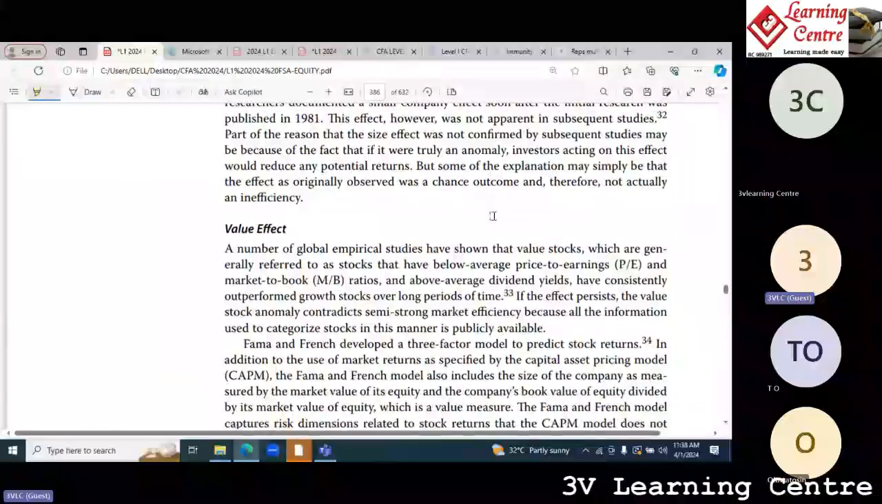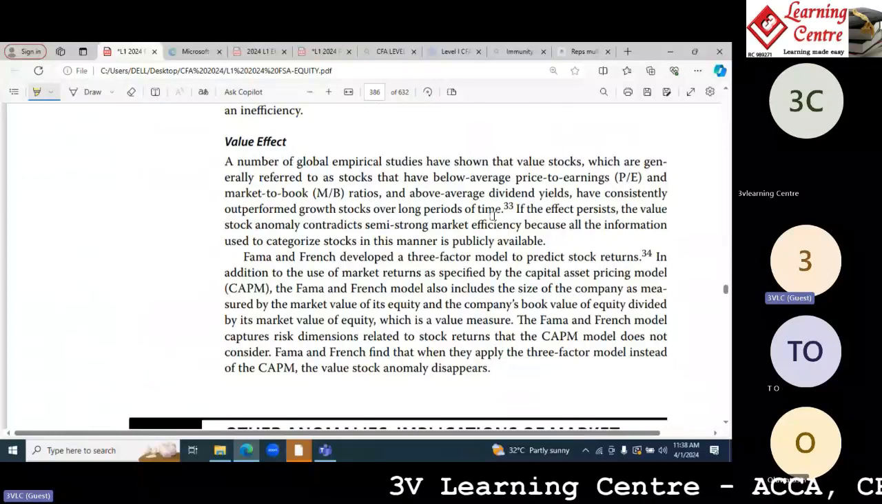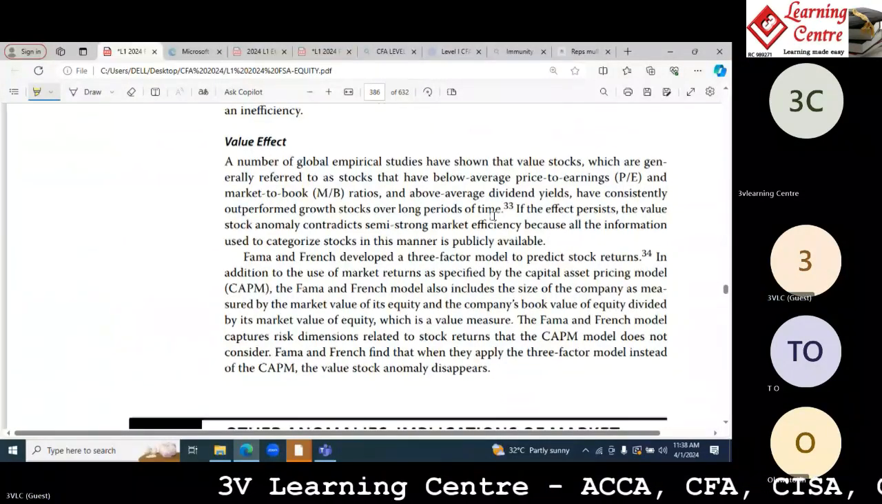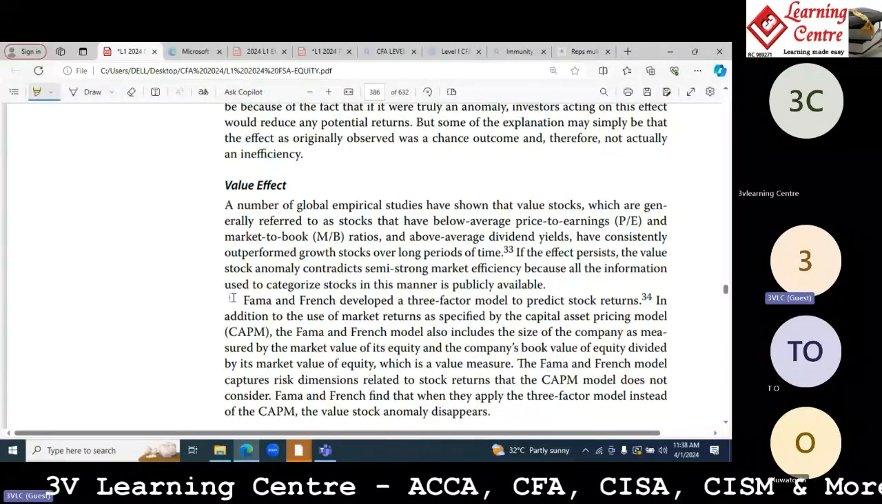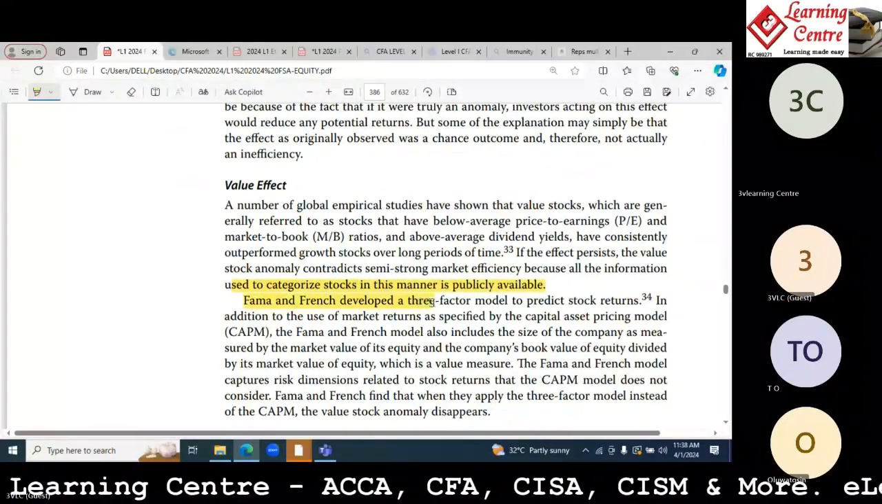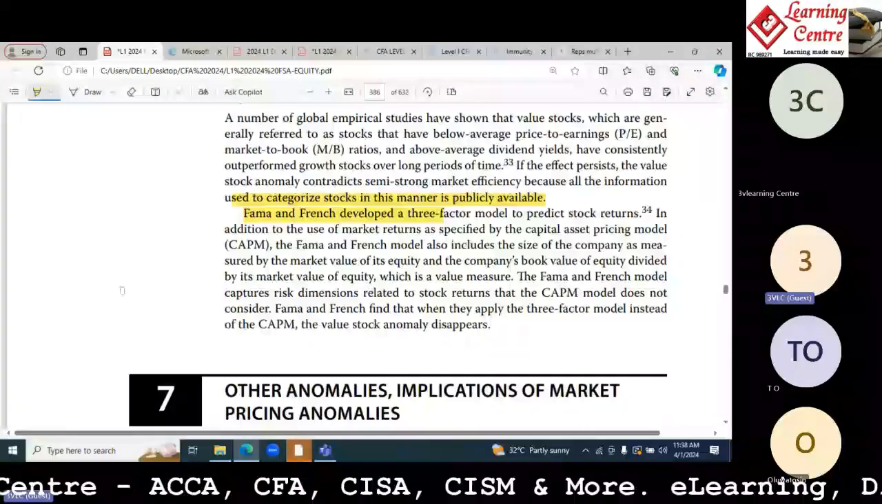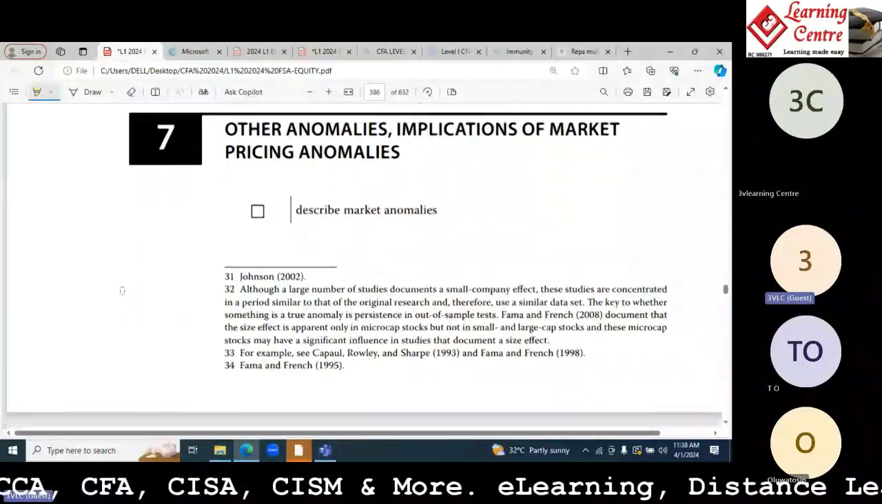Then the next is the value effect, which is where we say value stocks tend to do better than growth stocks. Yeah, the Fama and French 3-factor model brought a lot of these value and size effects to life. Now moving to other anomalies.